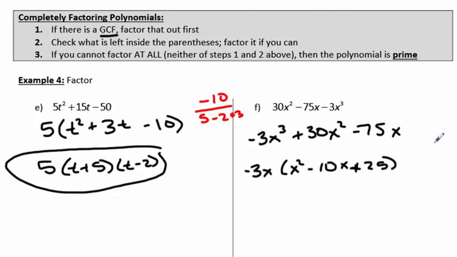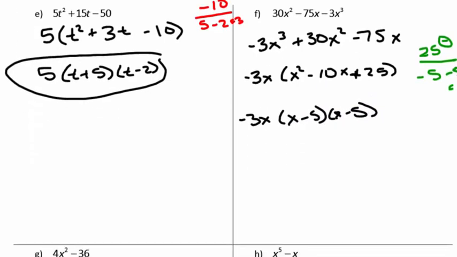We're going to look for two numbers that multiply to 25 and add to a negative 10. Since they multiply to a positive 25 and add to a negative, they're both going to have to be negative. We can use negative 5 and negative 5, which add to a negative 10. So this is going to factor into negative 3x times x minus 5 times x minus 5. Or, since both factors are x minus 5, you could write that as negative 3x times x minus 5 squared.